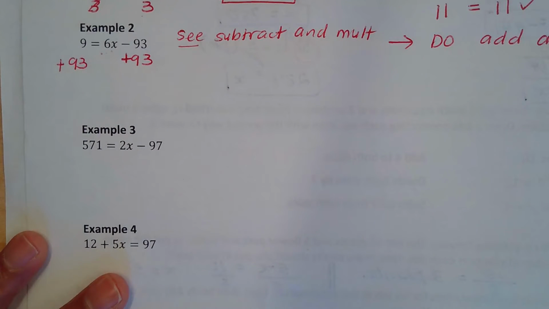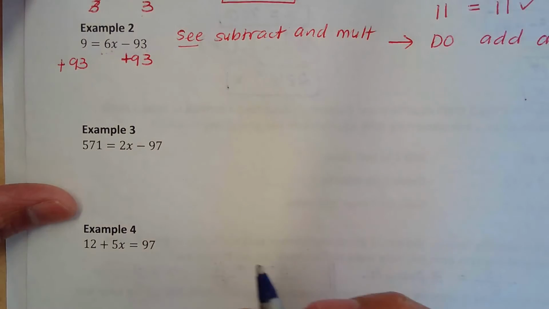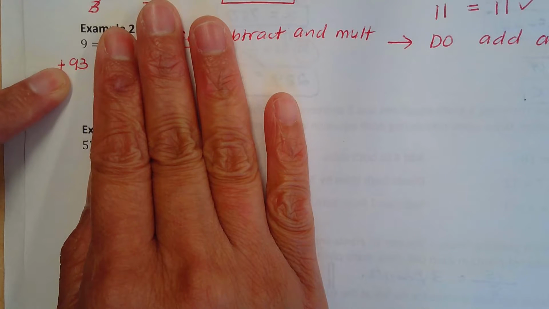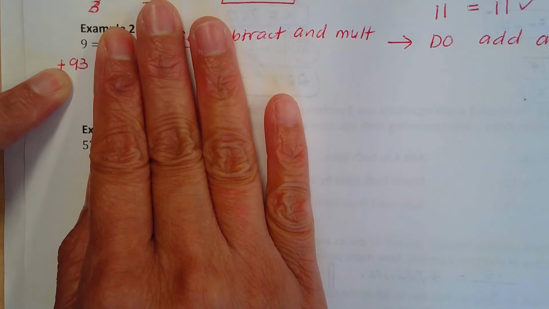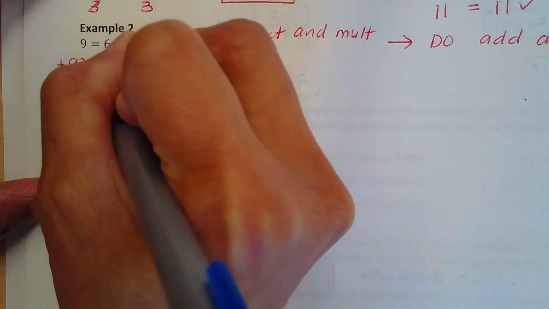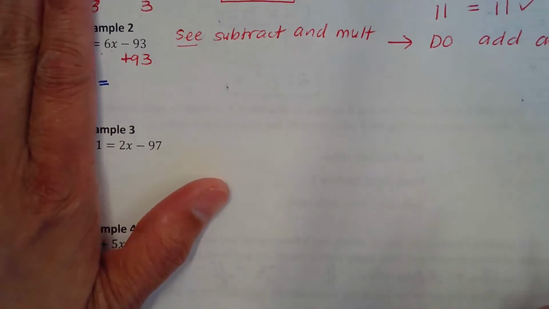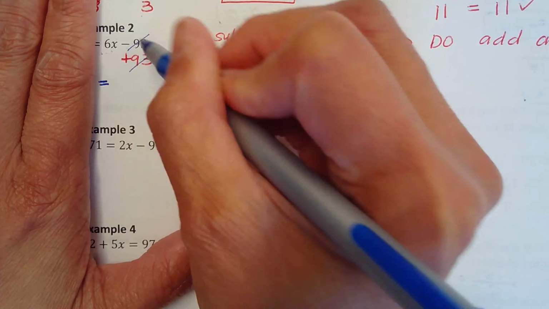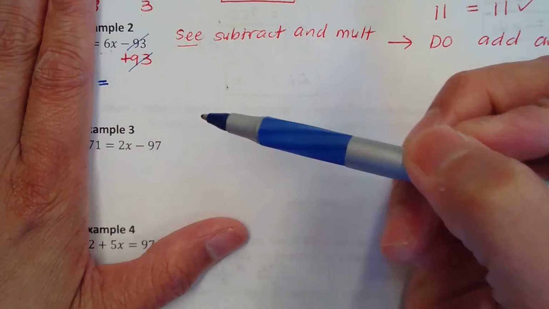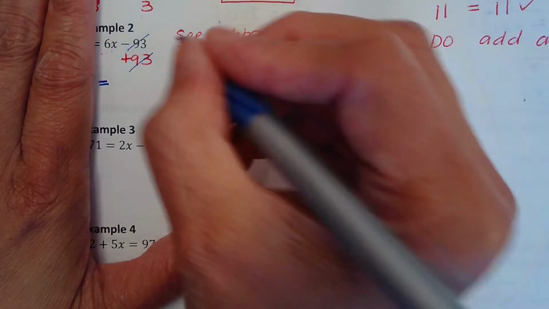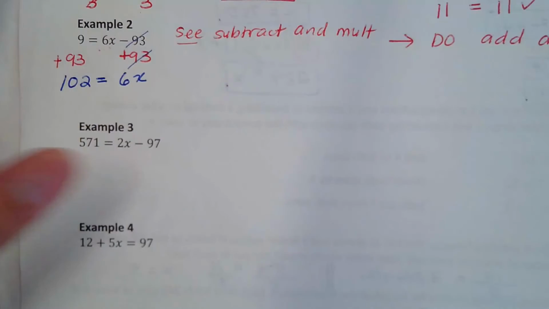Okay, so if we added 93 on each side, what's on the left? Left side. 9 plus 93, which is 102. We've got to do equals. Now I've got to go here, cover this piece. Okay, minus 93, add 93. They just cancel each other out. What is left behind? 6x.